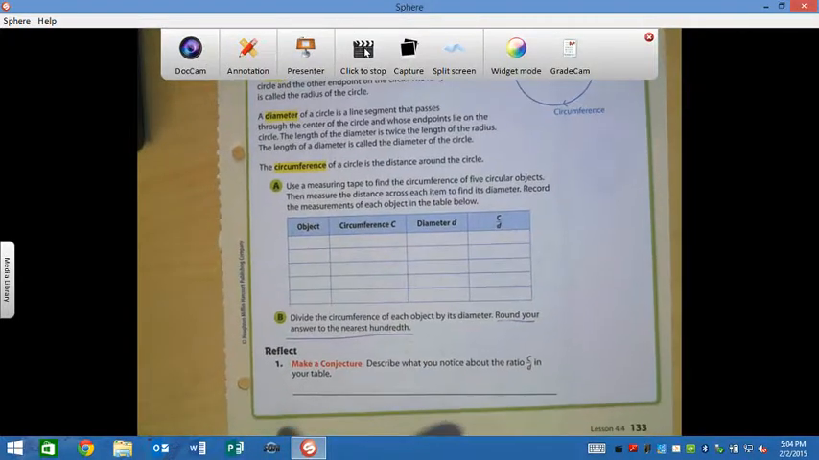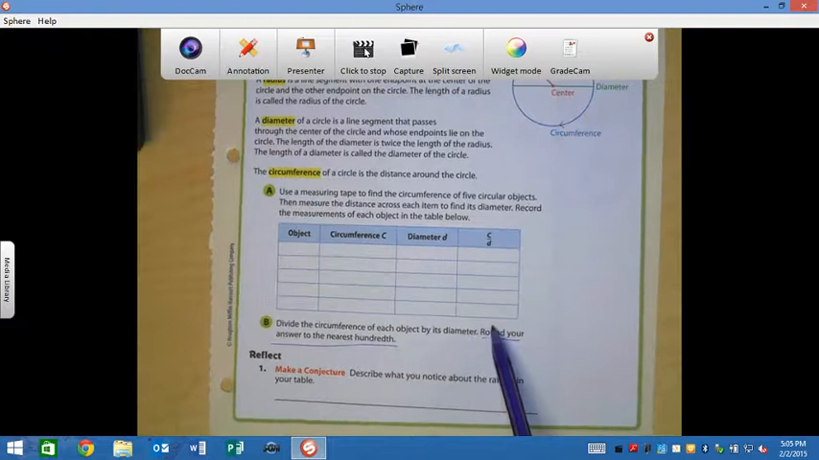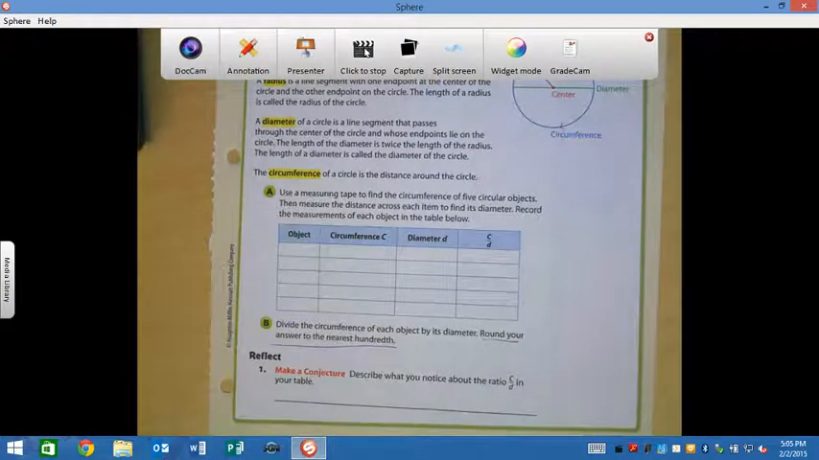It says, describe what you notice about the ratio circumference divided by diameter in your table. So you need to look at your table. What answers did you get whenever you actually did the explore activity? And what did you notice about all of these numbers over here when you did the division? Okay? I can't do that because what I choose may be different from what you choose. And if I sit here and do all of these, our video is going to be crazy long.